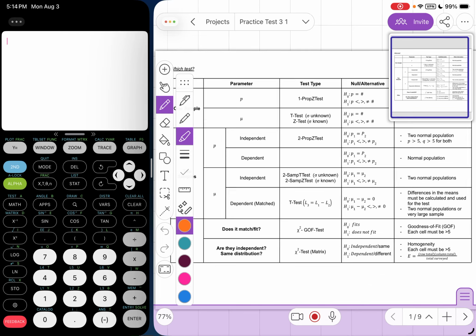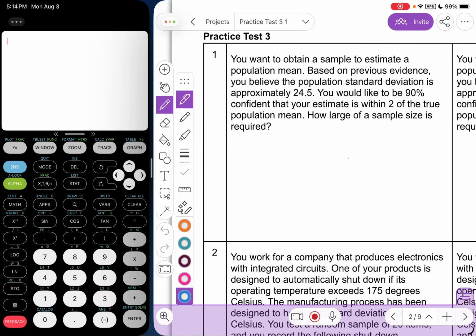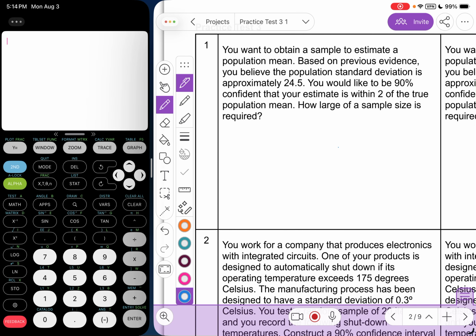I'm not going to come back here each time, but I will mention what steps I followed while choosing the tests or the intervals for each problem. All right, let's jump in. In the video, I'm just going to do the first example, but just like each other practice test, there's a second example. When I post the answer key, it will have both answers on the key.